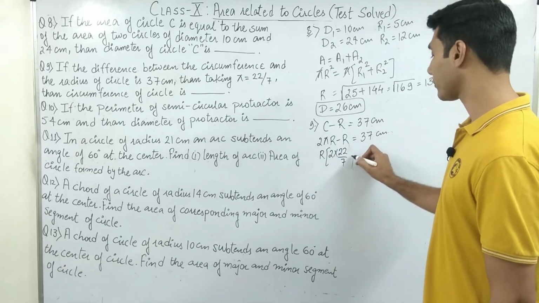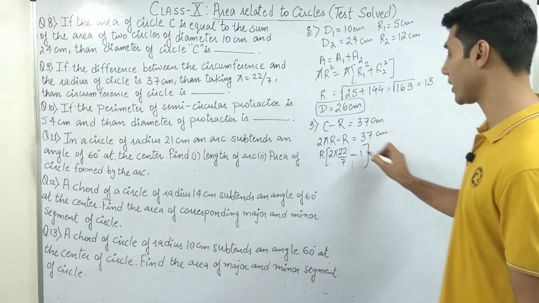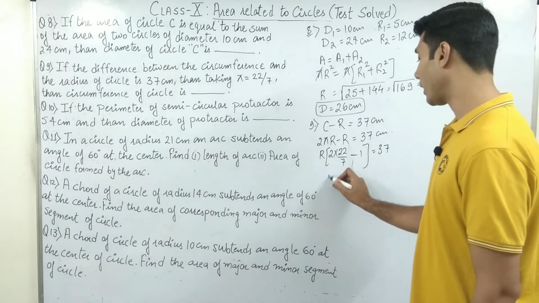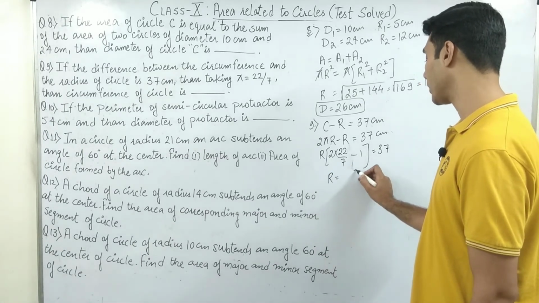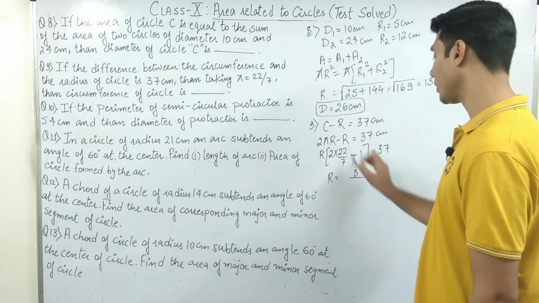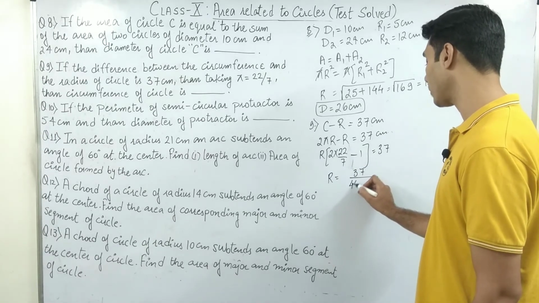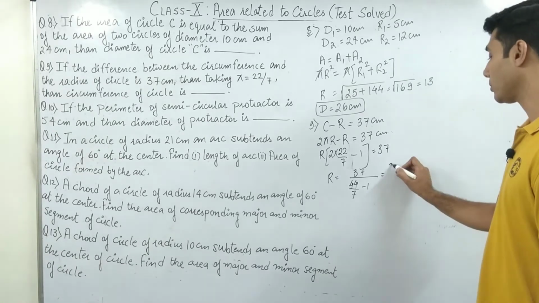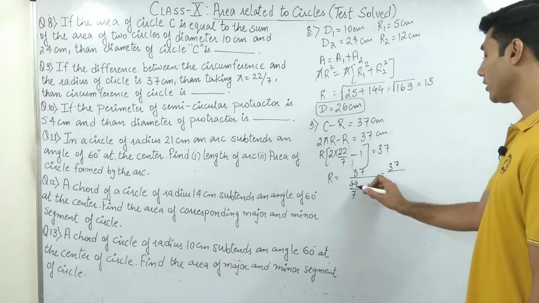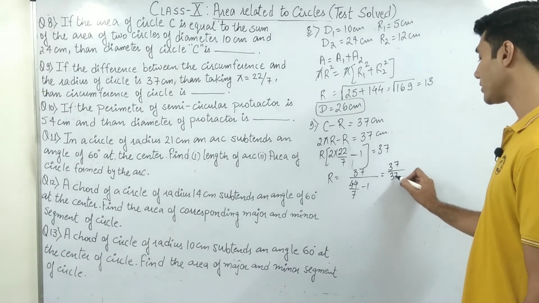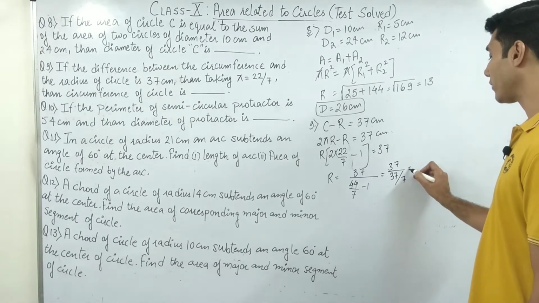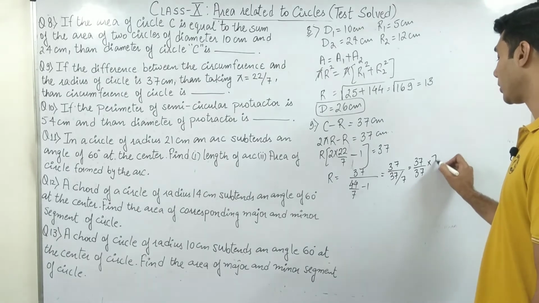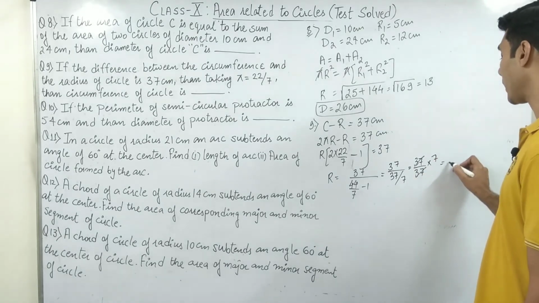Oops, sorry. Minus 1 इसके लिए should be equals to what? 37, correct? So यहाँ पर r की वैल्यू कितनी आ जाएगी? It should be equals to 37 upon 22 by 7 is 44 by 7 minus 1, or it should be equals to 37 by 44 minus 7 is 37 by 7. So 7 will go at the top, so this will become 37 by 37 into 7. Cancel, or r should be equals to what?